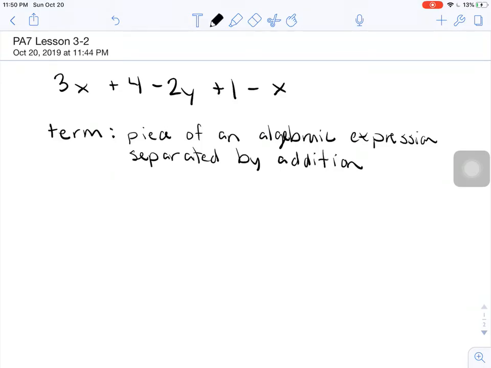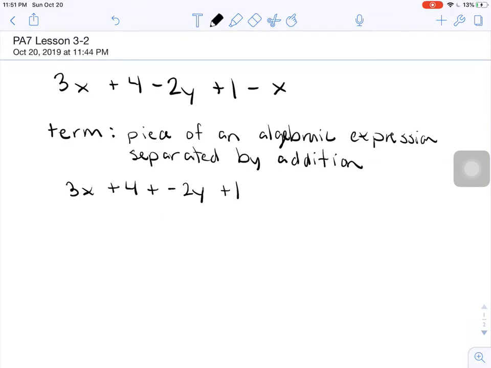So we could take our algebraic expression and we could rewrite the whole thing so it's all adding. It would look like this. 3x plus 4. The subtraction we could turn into addition by saying plus negative 2y, make the second number its opposite, plus 1, and then the same thing again at the end, plus negative x. So this really is a giant adding problem, and when we're done, we end up with 1, 2, 3, 4, 5 different pieces that we're adding, which means this expression has 5 different terms.